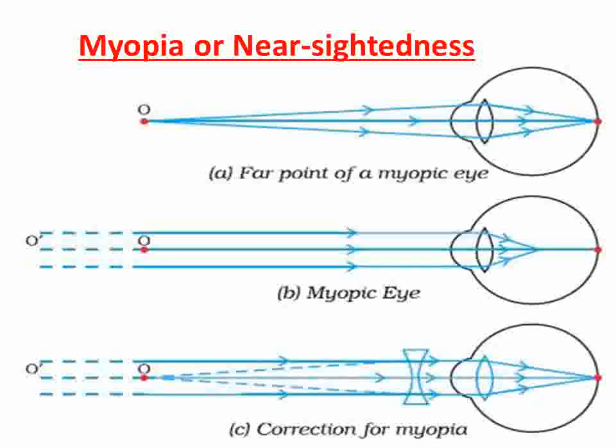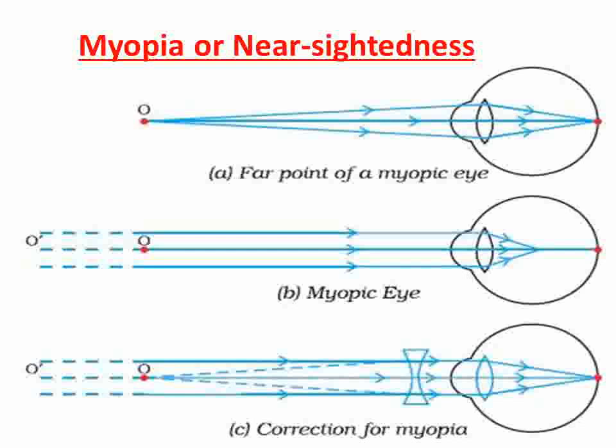The diagram shows here, first, the far point of a myopic eye. It is not at infinity. It is coming closer to the eye at point O, and the image is formed at the retina. If the object is placed at infinity, say we are observing a far object, then rays come parallel to each other, and the image is not formed at the retina. It is formed before the retina. Therefore, there is a problem in observing the object.